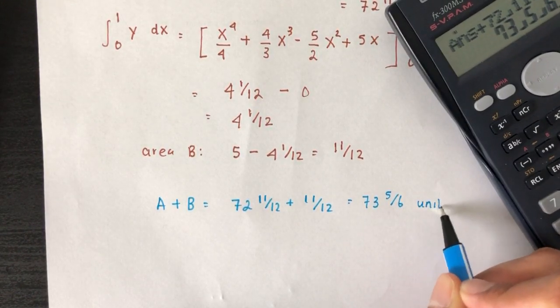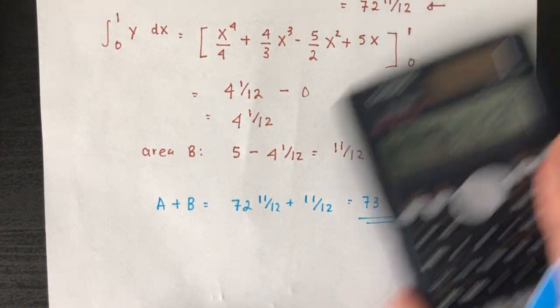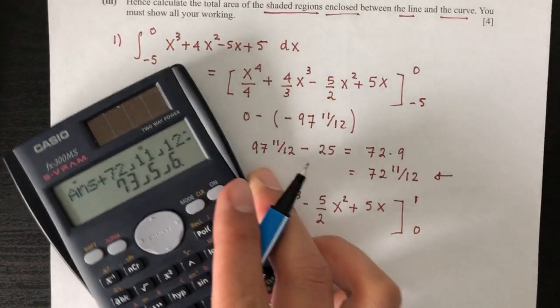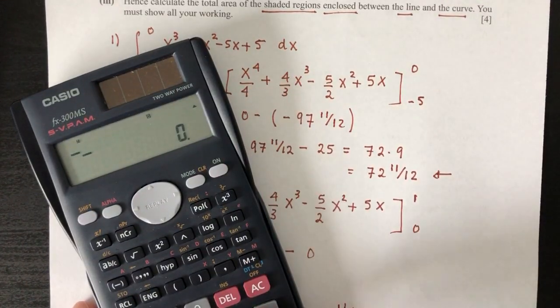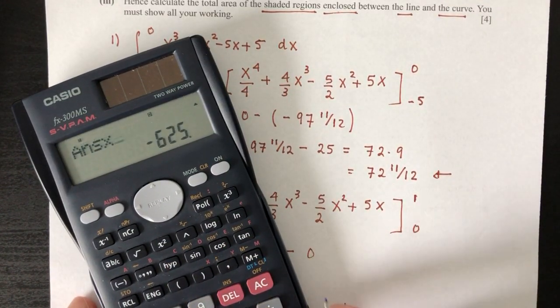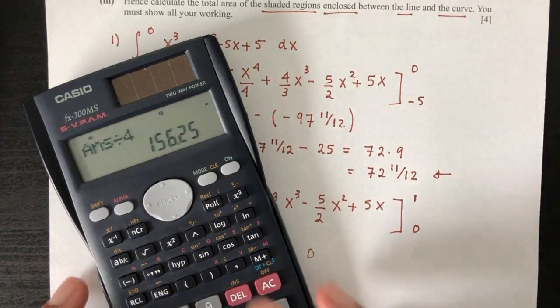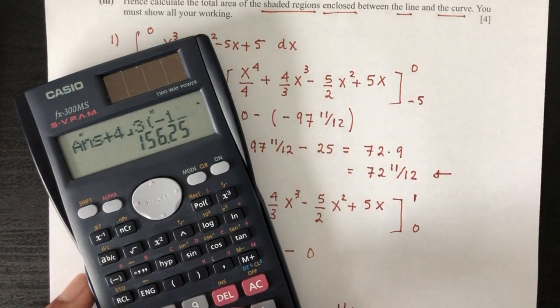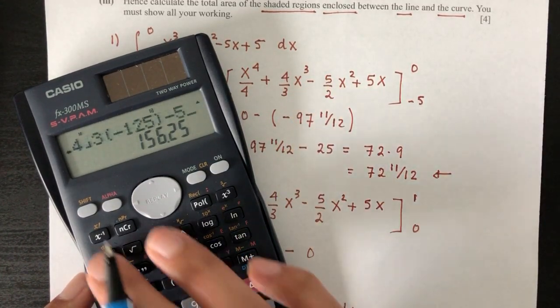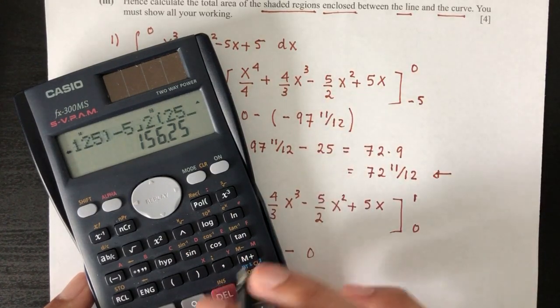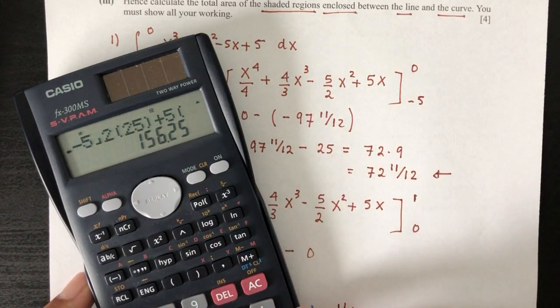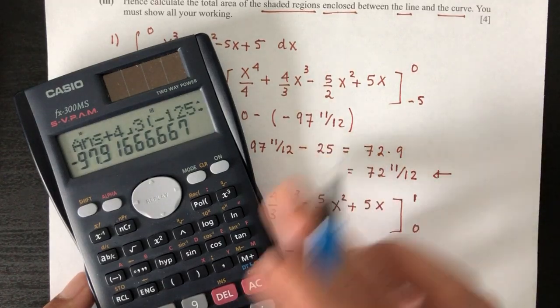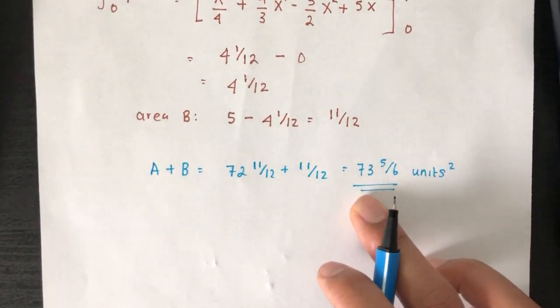That should be 73.56 units square. We can always double check this one because I'm not too sure if I did it right or not. So minus 5 power 4 should be positive 625 divided by 4, plus 4 over 3 power 3 becomes minus 125, minus 5 over 2 times 25, plus 5 times minus 5. That should be the correct answer. Okay, that should be fine. So in that case, your answer is 73.5/6 units square for this shaded area.